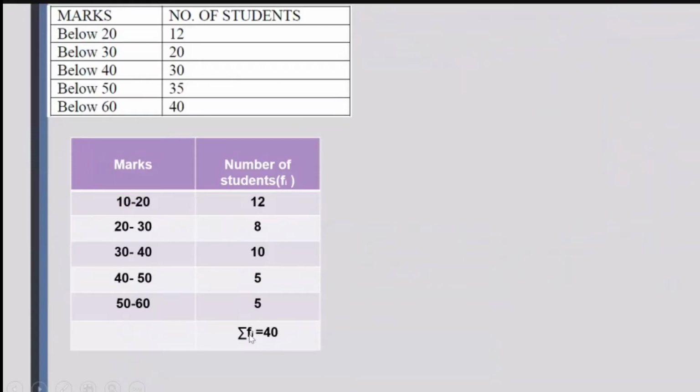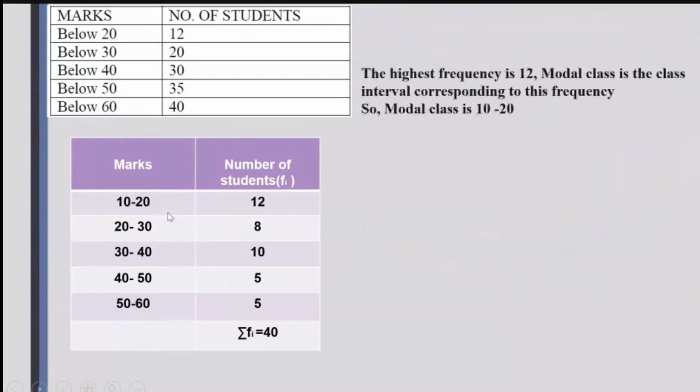Now I need to find out the modal class. To find out the mode, what is the modal class? The modal class is the class having the maximum frequency. The maximum frequency you can clearly see is 12. So the class corresponding to that, that is 10 to 20, will be the modal class. So the lower limit of the modal class, L, is equal to 10, and the class size, H, is equal to 20 minus 10, which is equal to 10.